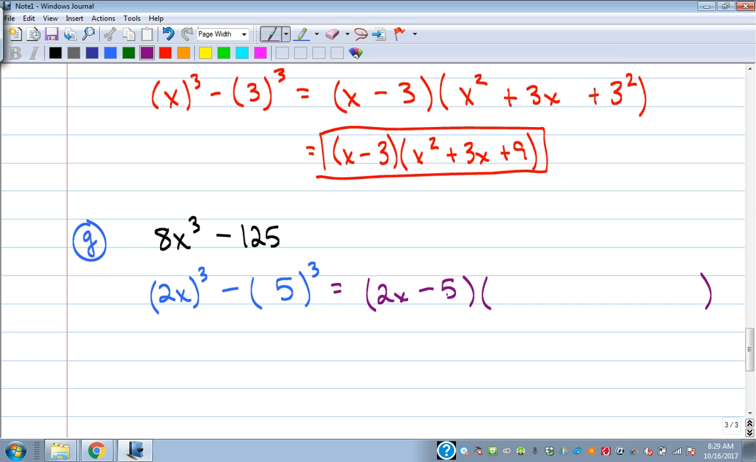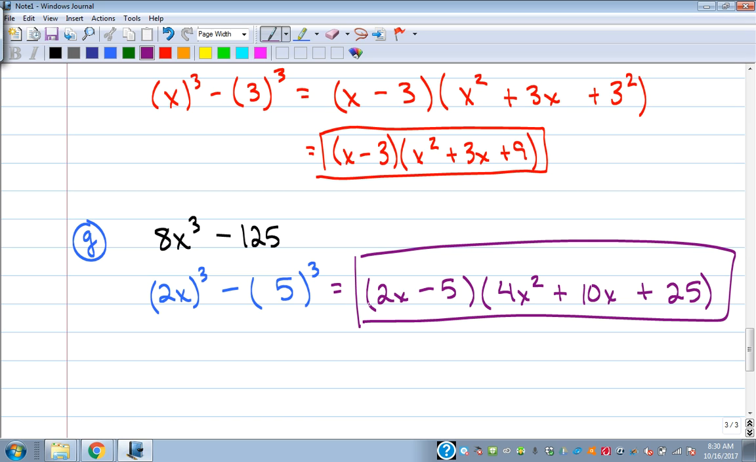2x minus 5. The long piece, let's see if we can do it without the middle step. What's the first term? 4x squared. Where's that coming from? 2x times 2x. Yeah, 2x squared is where that's coming from. So the 4 is 2 times 2. The x squared is x times x. And then the middle piece, 10x plus or minus? Plus. Remember that the middle sign on the long piece is the opposite. The middle sign is the opposite from the original problem. Okay, and then the last piece, plus 25. There's the factored form of that difference of cubes.